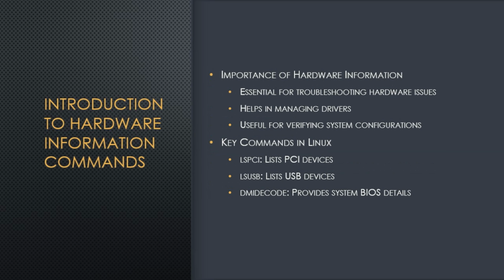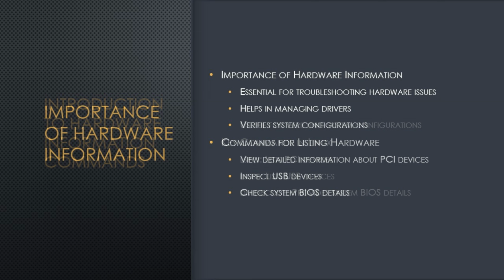In Linux, there are several powerful commands for listing and inspecting hardware information. These commands allow system administrators to view detailed information about the system's components, such as PCI devices, USB devices, and system BIOS details. Understanding how to retrieve hardware information is essential for troubleshooting hardware issues, managing drivers, and verifying system configurations. Let's explore three important commands: lspci, lsusb, and dmidecode.